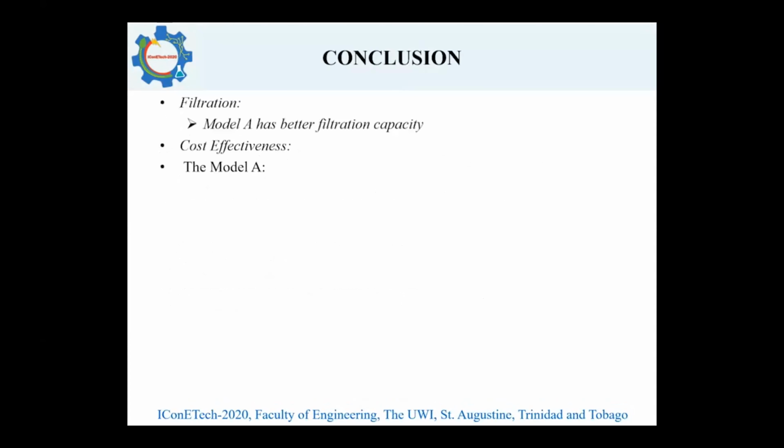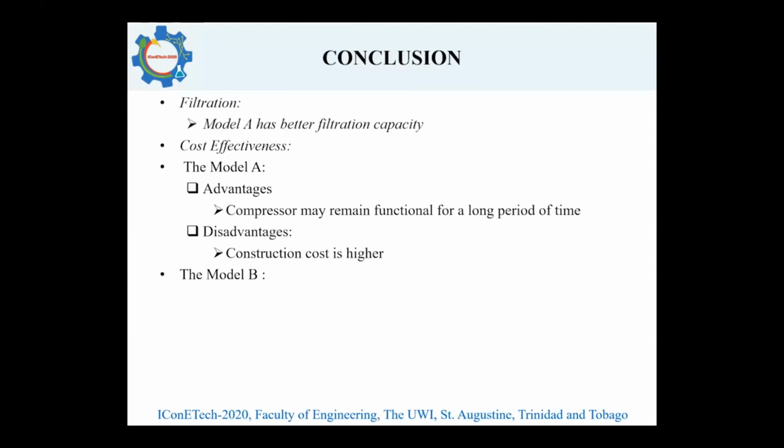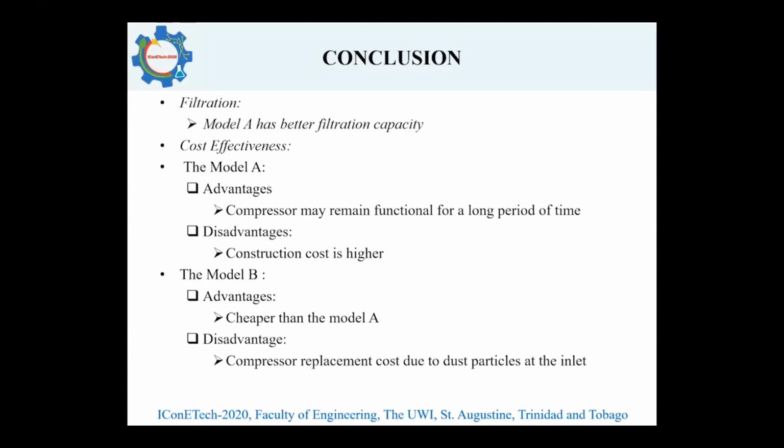In conclusion, we have noticed that Model A has better filtration capacity, and it also has a compressor that can remain in the system for a longer time. The disadvantage is that the construction is complicated and it has some cost associated with that, whereas Model B has an advantage of having a simpler design and being cheaper. The big disadvantage we have noticed is that the compressor replacement cost is associated with Model B.